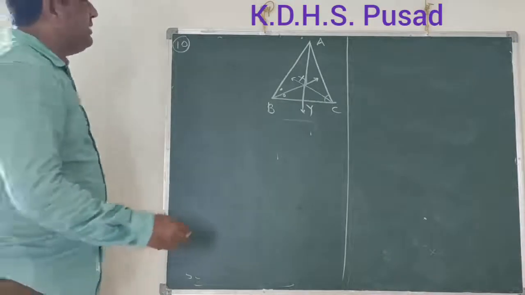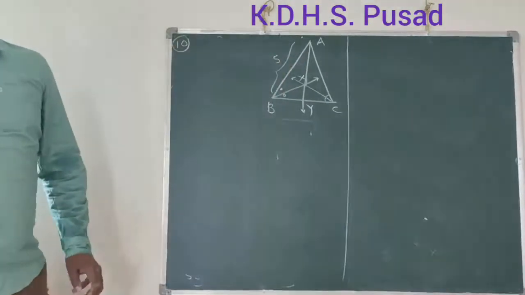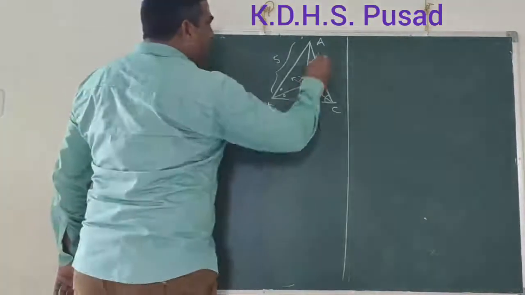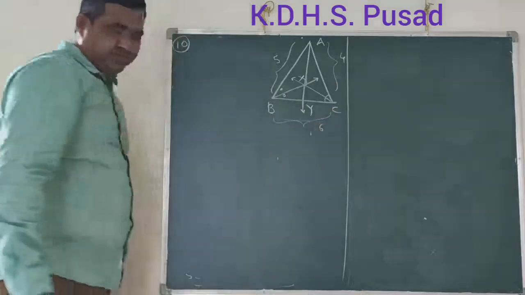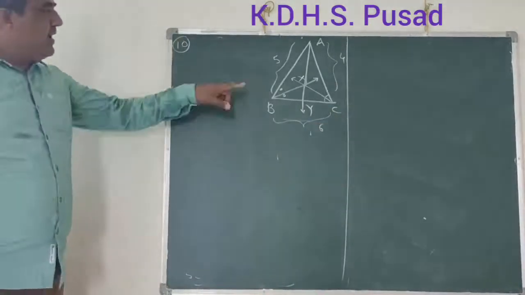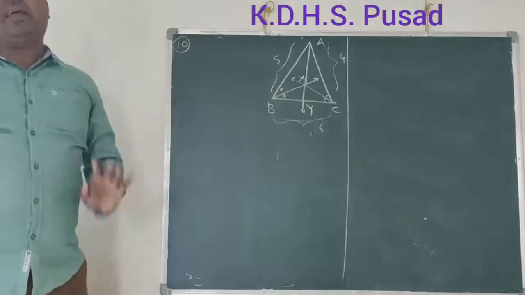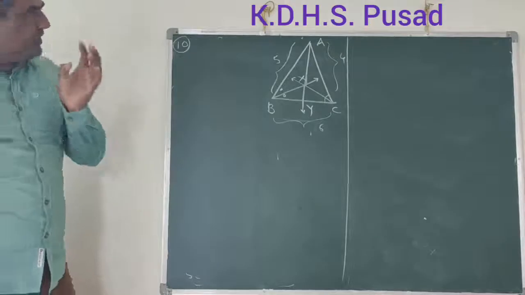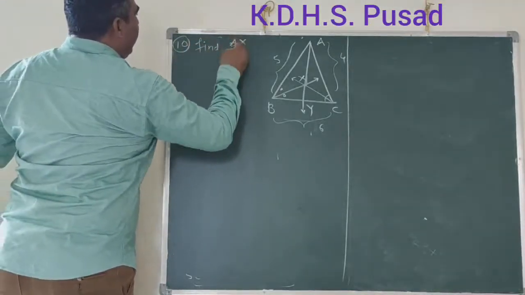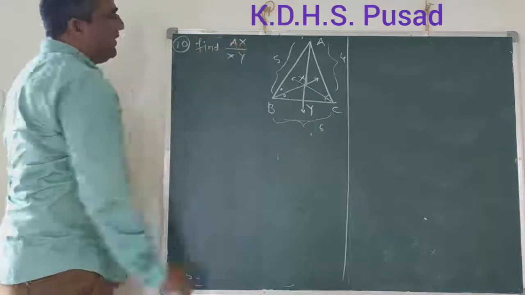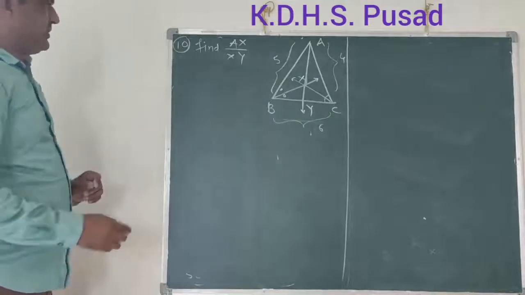In this question you are given that AB equal to 5, AC equal to 4 and BC equal to 6, and you are given the bisectors of angle B and C. So these BX and CX are angle bisectors, that is given to you, and using this information we want to find AX by XY, that we want to find. Okay, so first of all one by one we solve this.